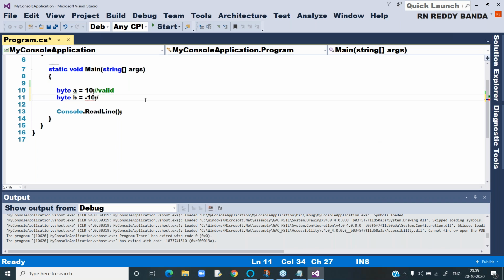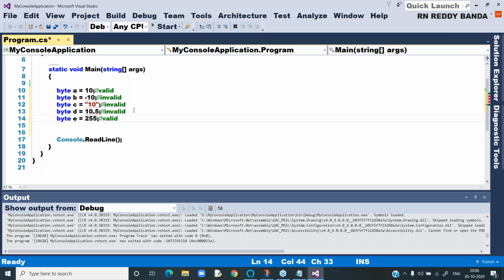Invalid. Why? Because it's unsigned. Byte C equal to double quotes 10. Invalid. Okay, right, you know. Byte D equal to 10.5. Invalid. That's it. Are you clear? Next, byte E equal to what? Byte E equal to 255.